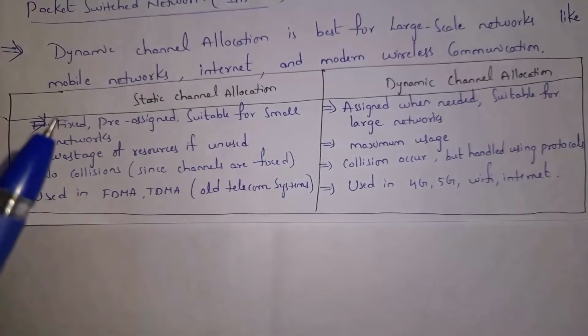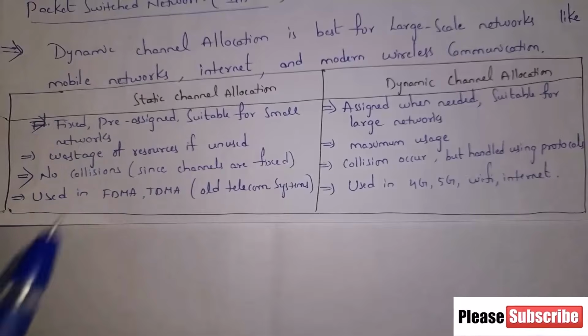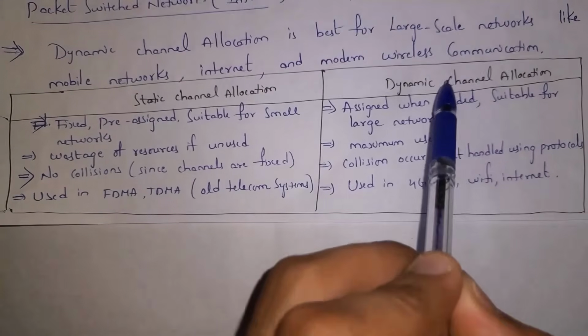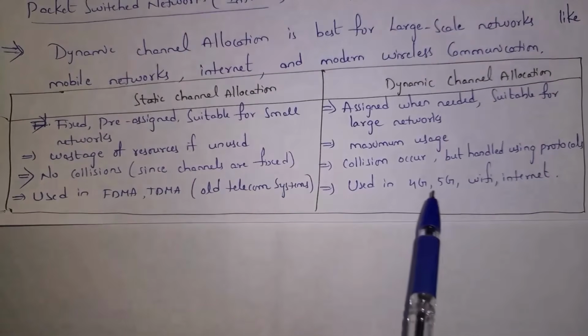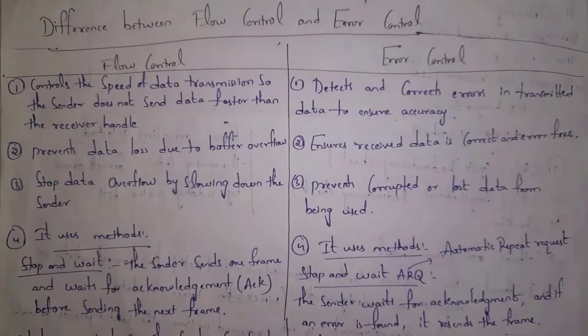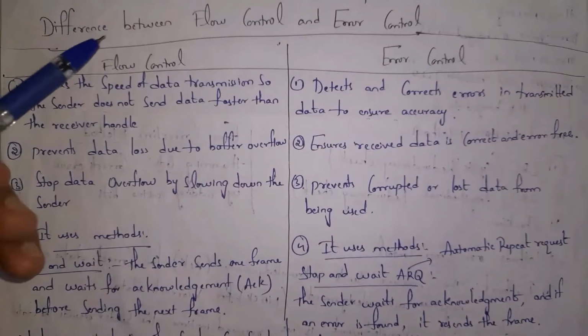Static channel allocation is used in FDMA and TDMA protocols, whereas dynamic channel allocation is used in 4G, 5G, Wi-Fi and the internet. Next I will explain the difference between flow control and error control.